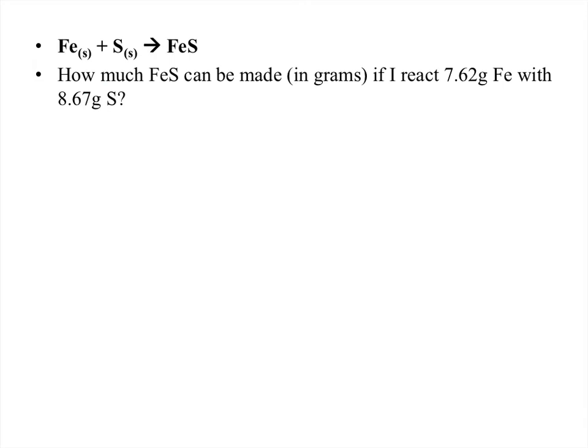The next example here, again, I'm going to give you the answer. So go ahead and try this one out, given these quantities of iron and sulfur. Okay, so for this one, the amount is approximately 11.99 grams of iron 2 sulfide that could be made.